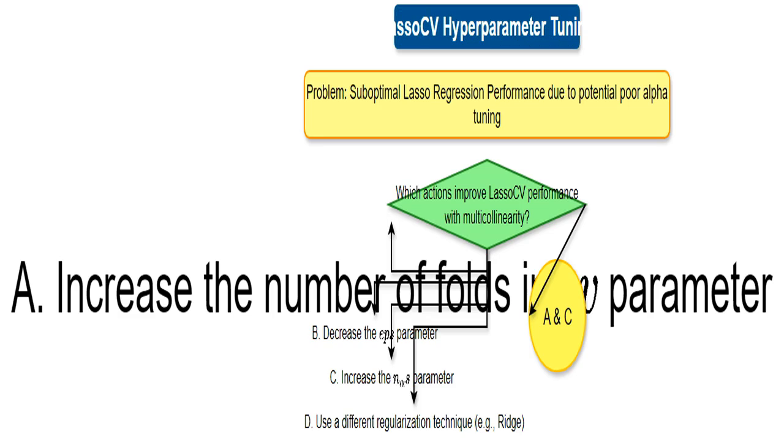Increasing the number of folds in cross-validation means I'll divide my data into more parts and train my model on more combinations of those parts. This will result in a more robust estimate of the best alpha parameter. Think of it like getting more opinions before making a decision. More opinions usually lead to a better decision.